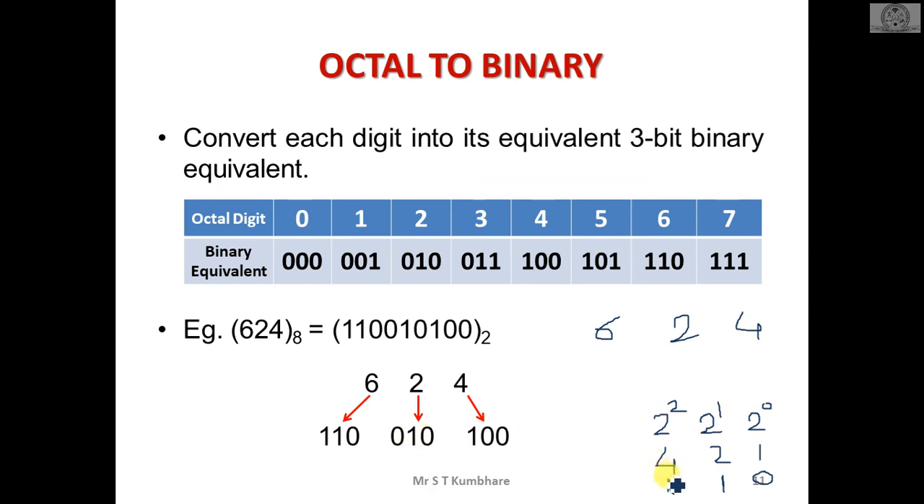For 4, if I make this bit 1, this will give me 4. So no need to make this one 1, I will make it 0, and this also. So 1, 0, 0 will give me 4. Like this we can find the binary equivalent for all octal numbers. No need to remember this, you just have to understand the concept. I hope this clarifies your doubt.